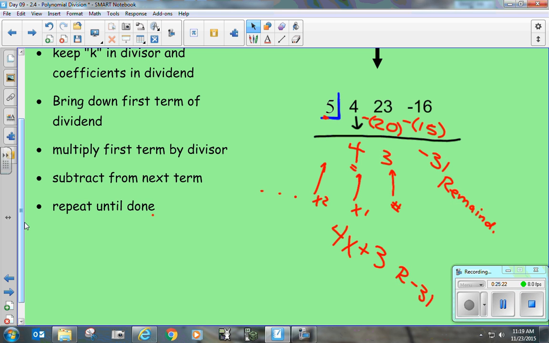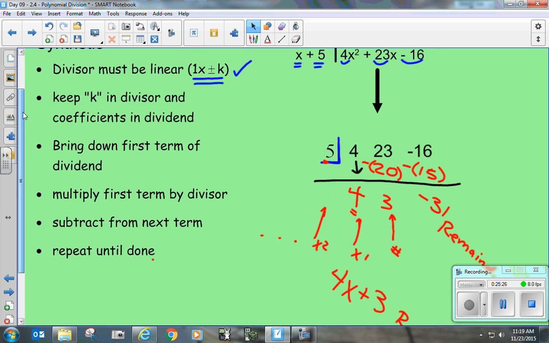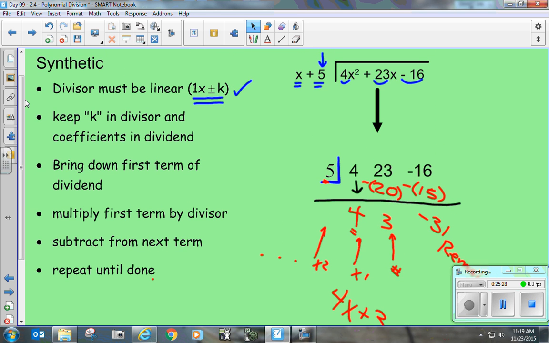Isn't that crazy, synthetic? It doesn't always work, so you need a 1x plus or minus something. This needs to be linear. When they say linear, you know that equation y equals mx plus b? That's how it has to be, and the x has a 1. Okay. Once you do that, just bring down your numbers. I brought down the 5, the 4, the 23, the negative 16.